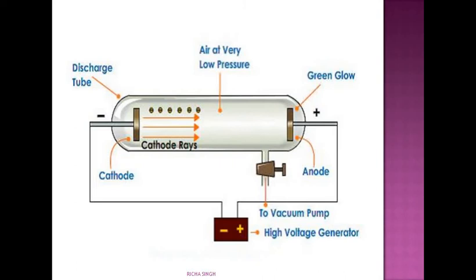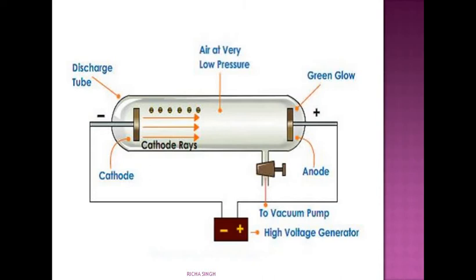A current of high voltage, say 1000 volt, was passed through the discharge tube at normal pressure of 1 atmosphere. Then it was observed that no current flows between the electrodes, because gases are poor conductors of electricity. But when the pressure is decreased by pumping out the gas with the help of a vacuum pump, and the pressure of the gas is reduced to 10 raised to the power minus 2 atmosphere, then the current started flowing between the electrodes, and a colored glow was observed in the discharge tube.